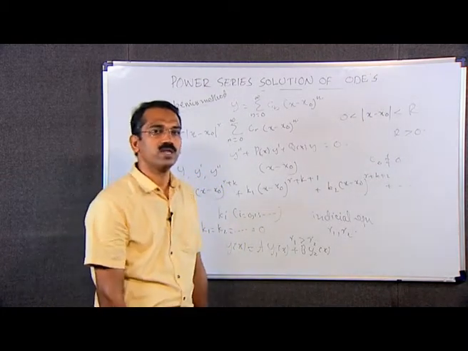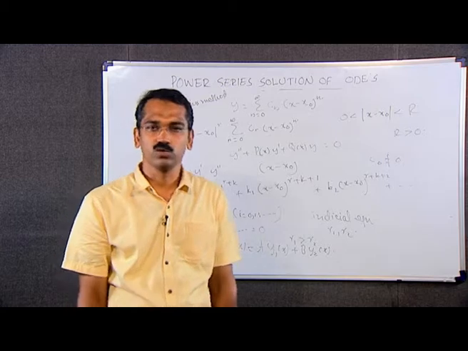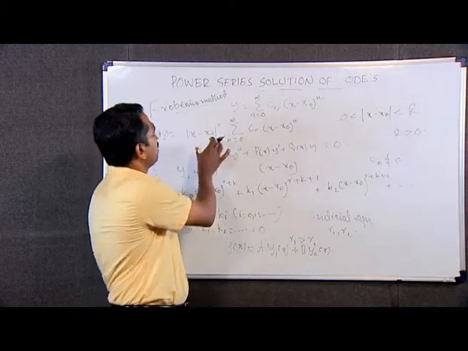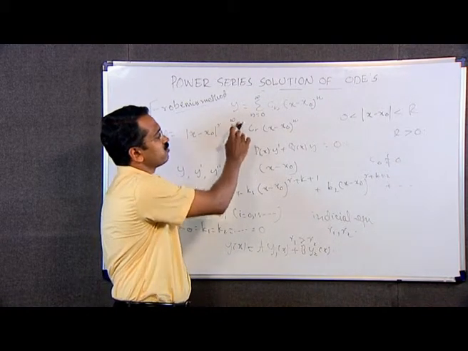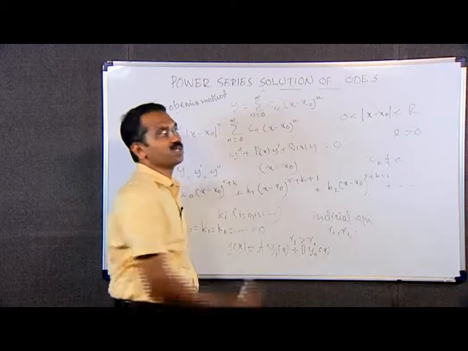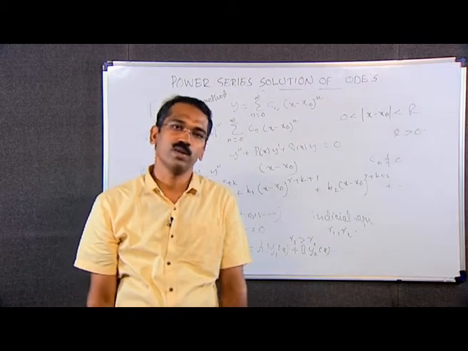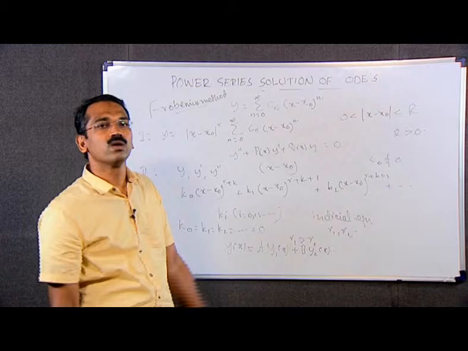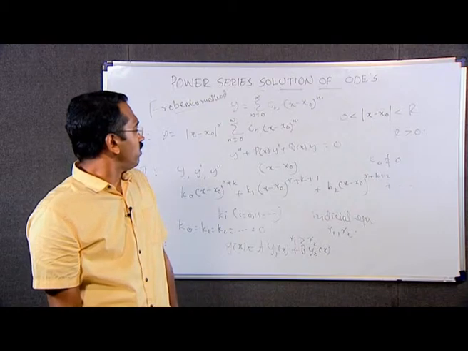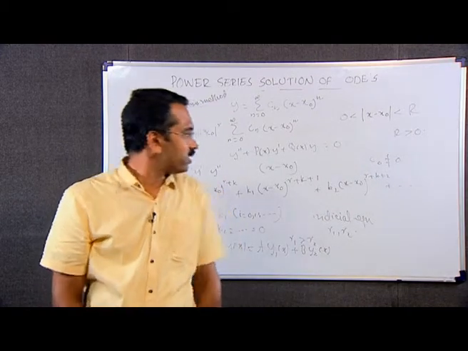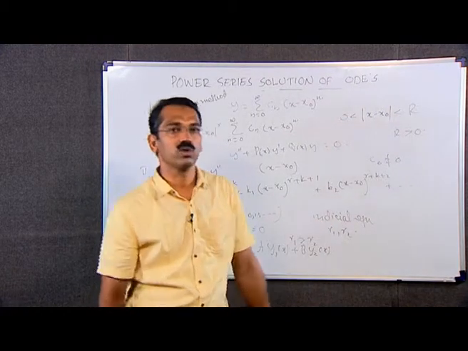Then with the known exponent r and the known coefficients Cn's, y1 of x, that is one of the two solutions, can be written in this form, that is y equal to modulus of x minus x naught raised to r into summation n varies from 0 to infinity Cn into x minus x naught raised to n. The form of the second solution y2 of x may be similar to this form or may contain a logarithmic term, and the general solution depends on the roots of the indicial equation R1 and R2.